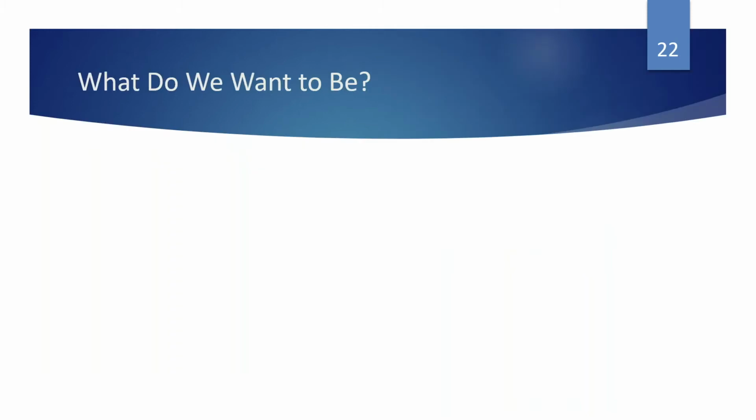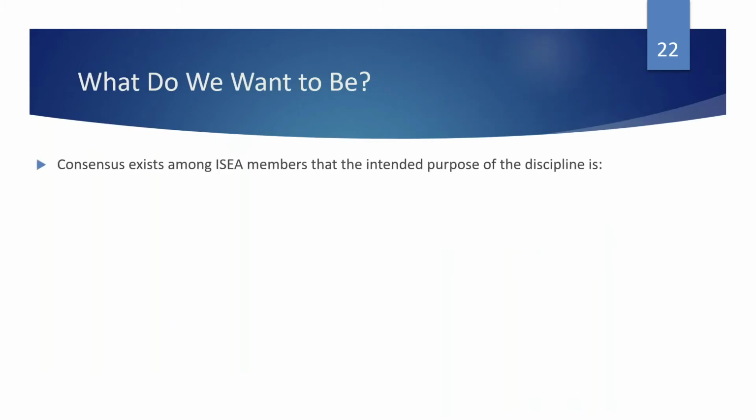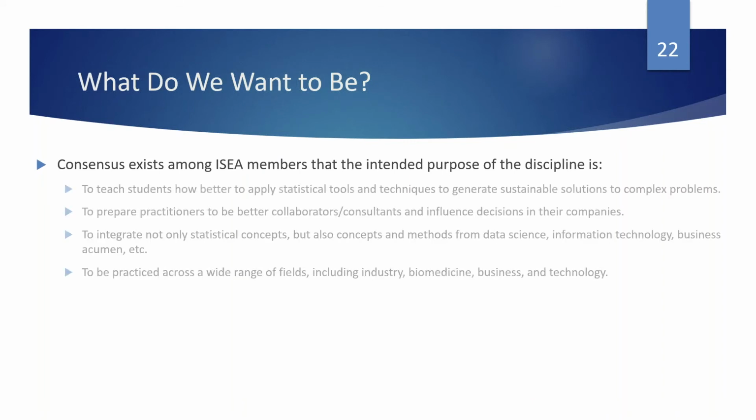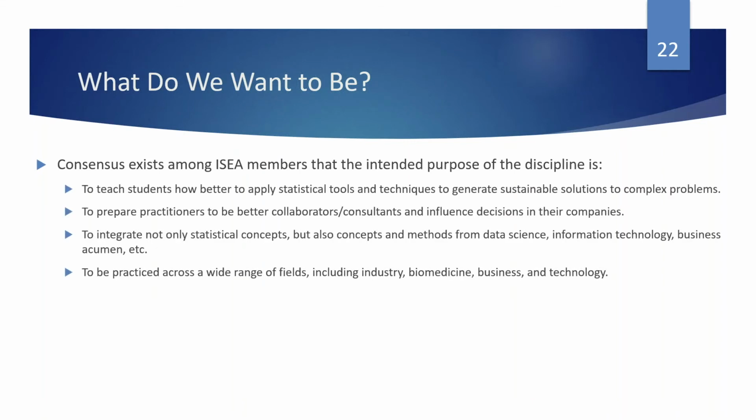So what do we want to be? Let's start with what we all can agree on. And that is this idea that our current practitioners seem ill-equipped to handle complex problems. So that's what led to the rise of statistical engineering. We need to give them better training. We need to make sure they have the necessary skills to handle those complex problems going out. We all agree this is what's needed. We definitely agree on that.